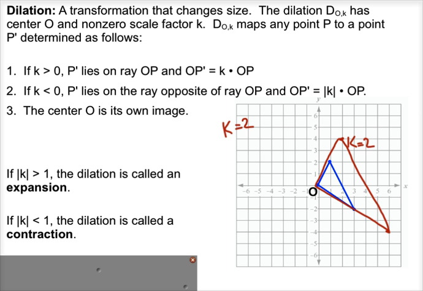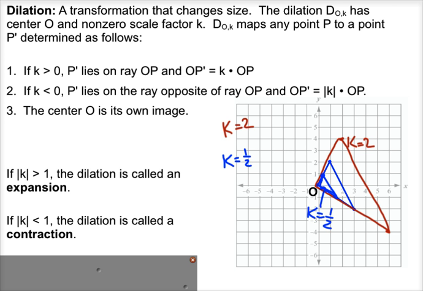The other part says if the absolute value of K is less than 1, the dilation is called a contraction. So imagine if I told you that in this case the K value was 1/2. Now I would go to my triangle, and instead of making everything twice the distance, I would only make it half the distance. So if I went half the distance away, I end up getting this smaller triangle right here, and it's called a contraction.